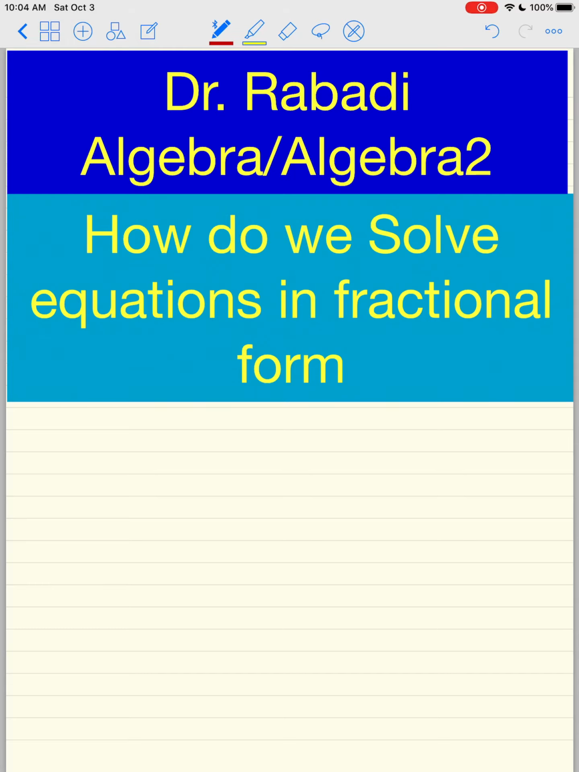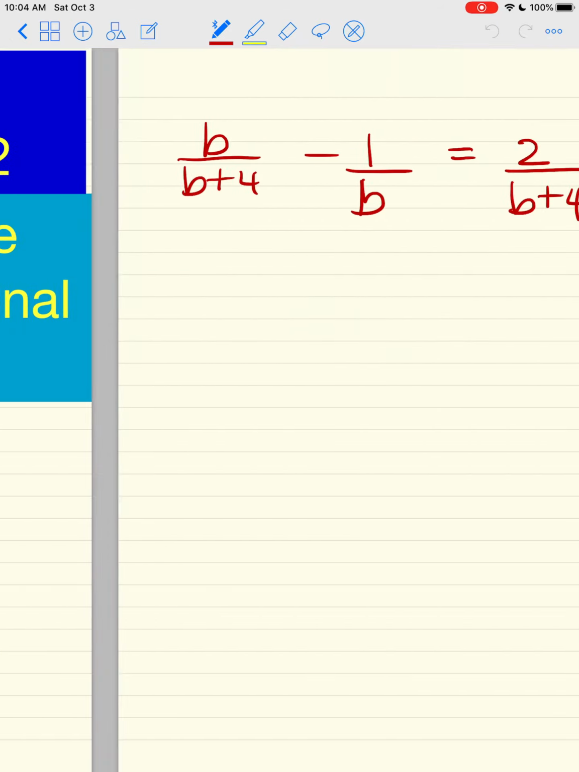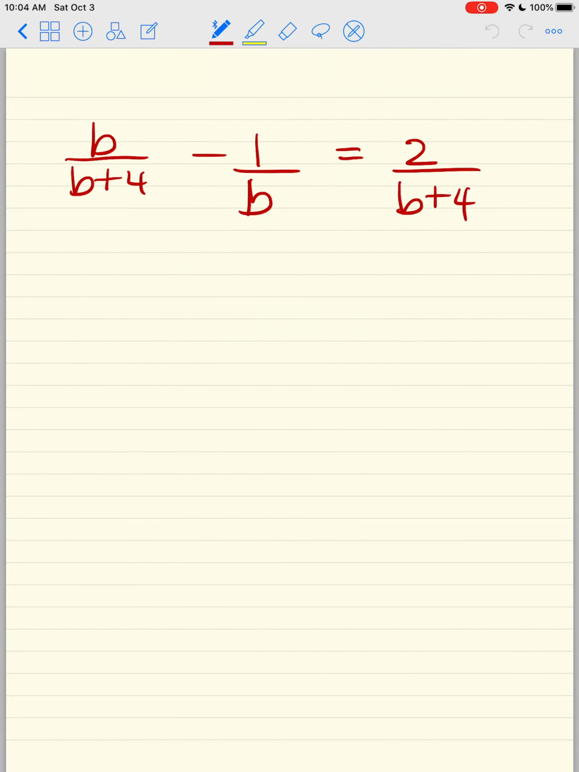Hey guys, welcome back. In this video, I'm going to teach you how to solve equations in fractional form. Okay, so the first thing that I love to do is to always draw a line down my equal sign so I can separate the left from the right. Now, anytime you have an equation, whatever you do to the left side, you must do to the right side. That way it stays balanced.